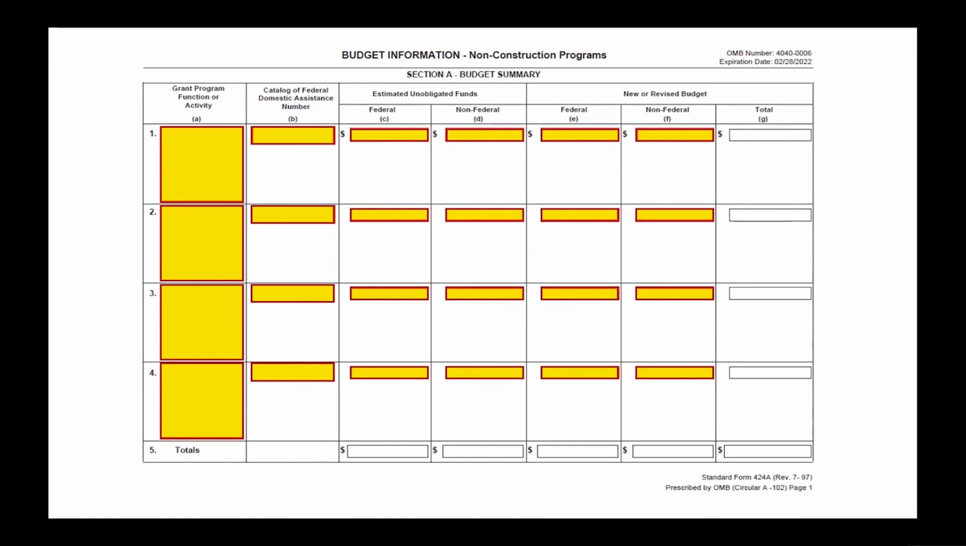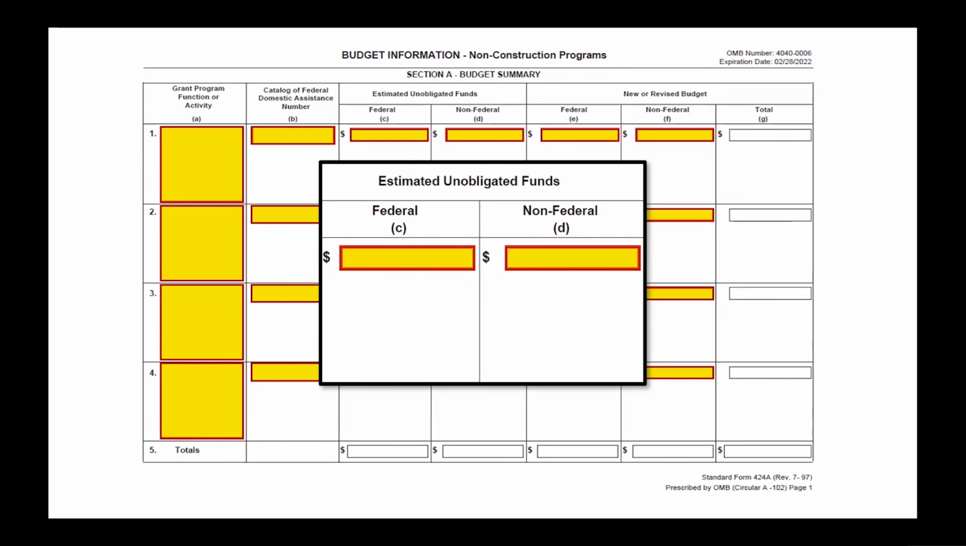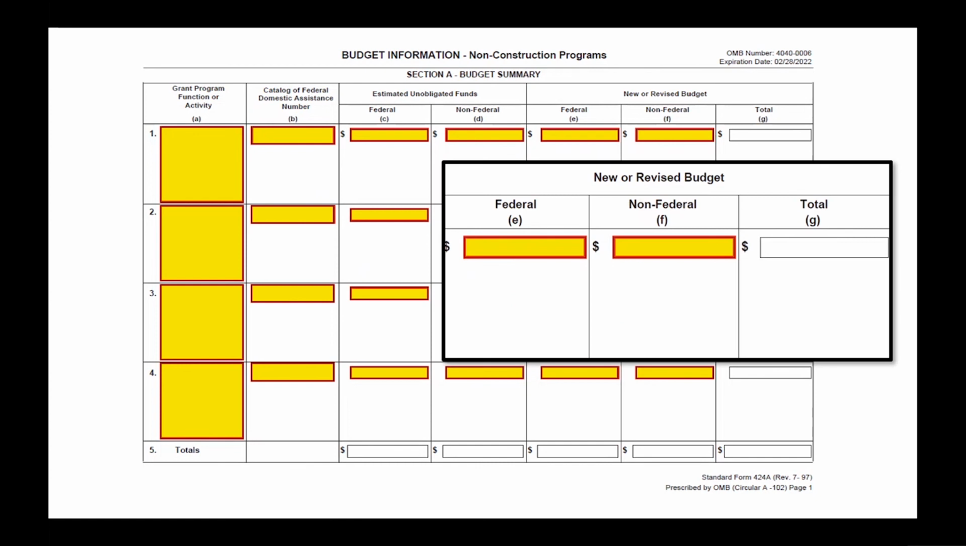Continuing here in Section A, you will need to complete columns C and D with estimated unobligated funds. If you're applying for a new grant, you will enter $0 for both of these columns. You will only enter dollar amounts here if you are applying for a grant continuation. Columns E and F are where you will enter your total overall budget for the project. In column E, you will enter the amount of federal funding that you are applying for. And in column F, you will enter your match funds. The total will autofill in column G.